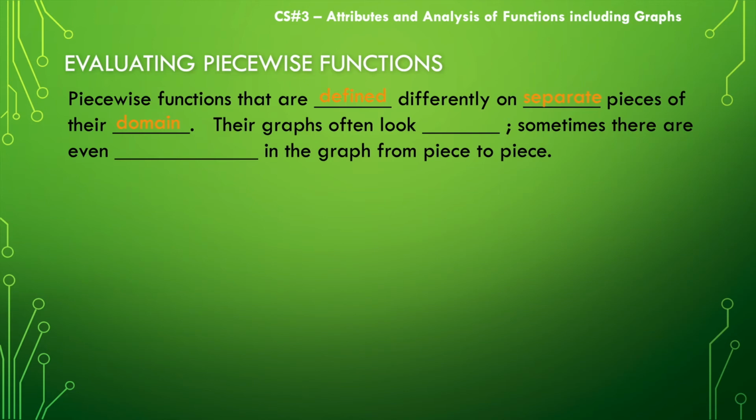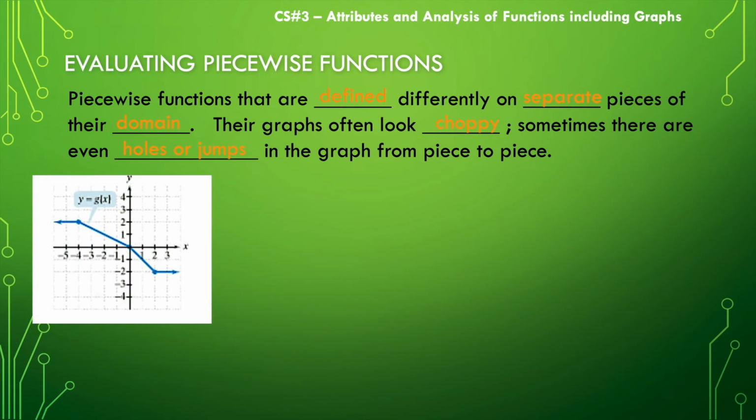You could have part of a piecewise function be a line, while part of a piecewise function be a parabola, or part of a parabola, or a part of a circle. There's all kinds of ways you could have piecewise functions. The graphs often look choppy or disconnected. Sometimes there's even holes or jumps in the graphs as you move from piece to piece. So I've got a couple of examples here.